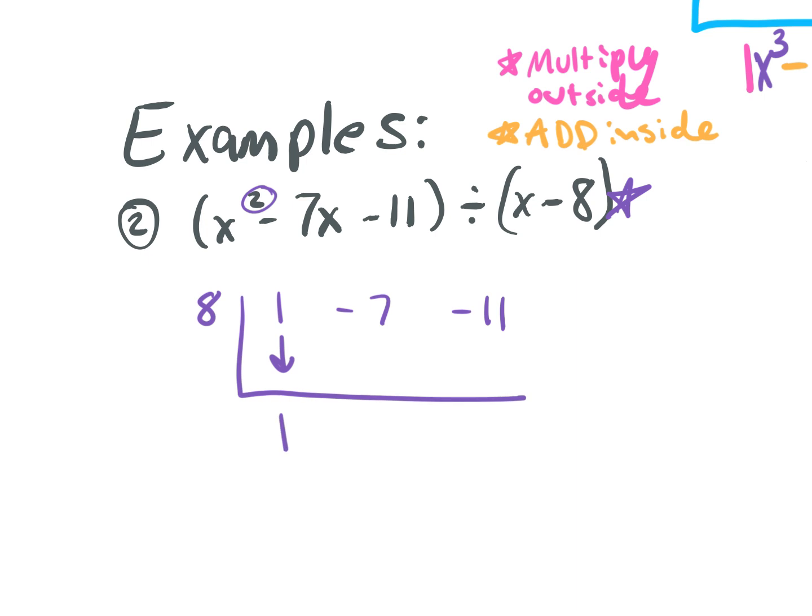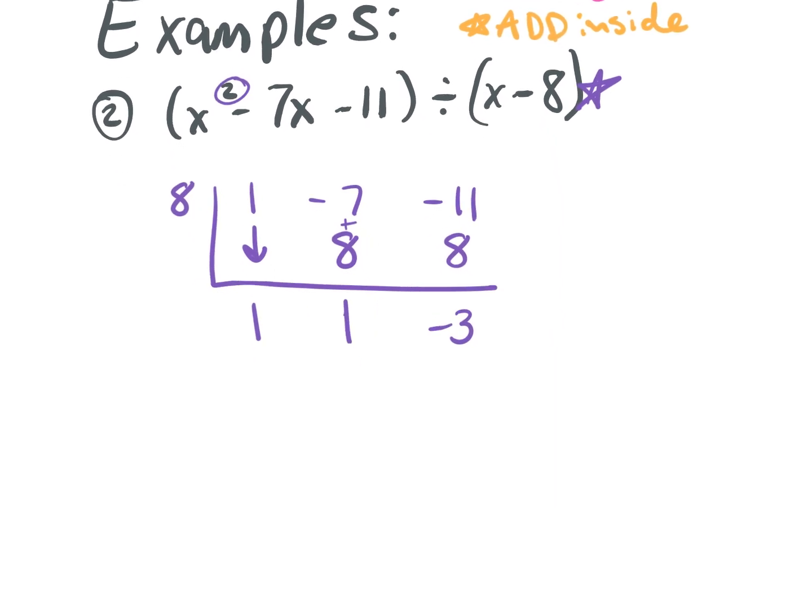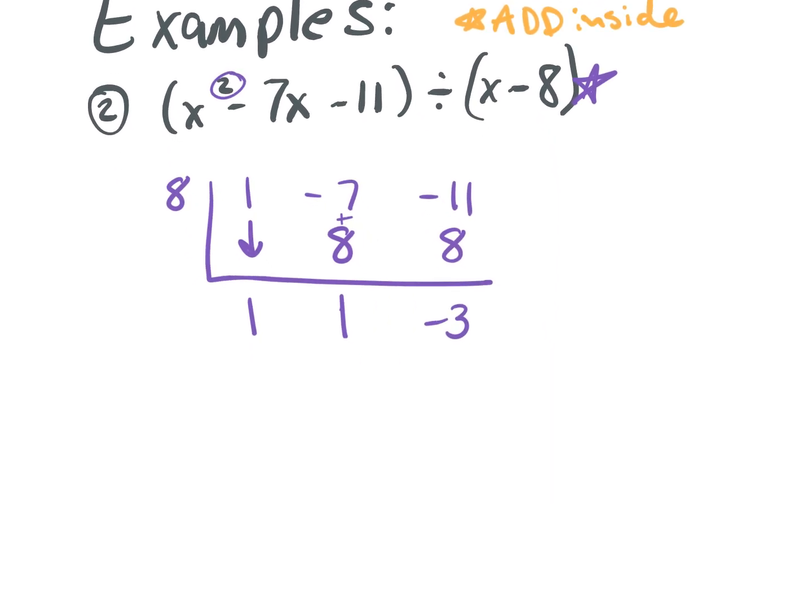Then outside, we multiply. 8 times 1 is 8. Inside, we add -7 plus 8, 1. Outside, we multiply. 8 times 1, 8. Inside, we add -11 plus 8. -3, thank you. Once we're done, this is our answer. We just have to put the x's with it.